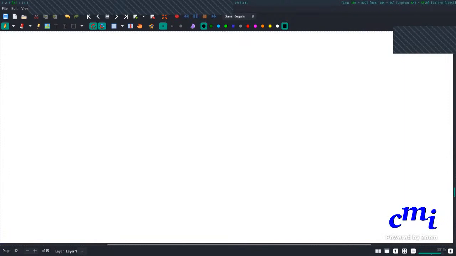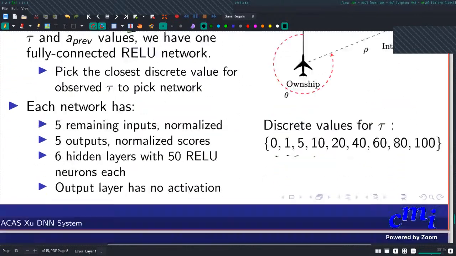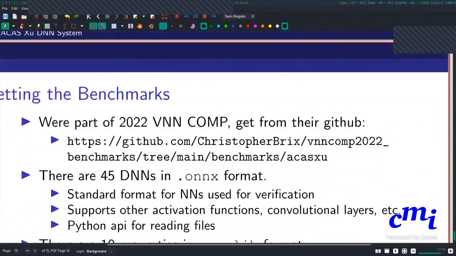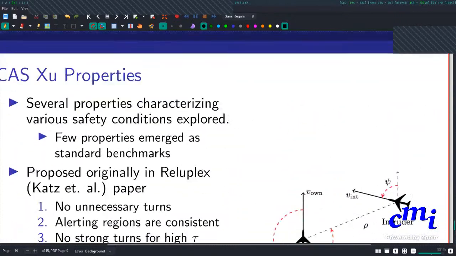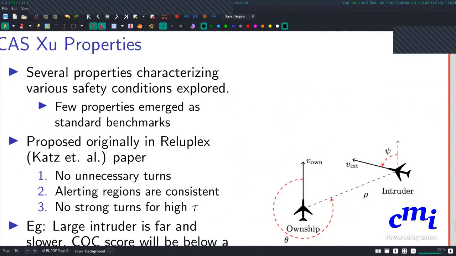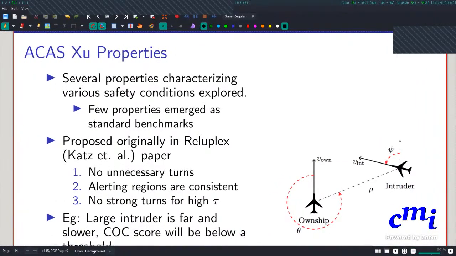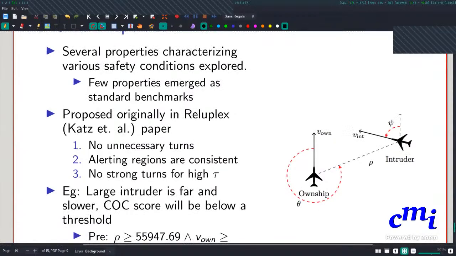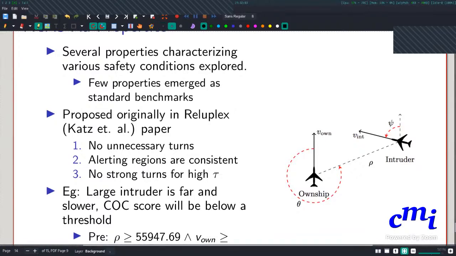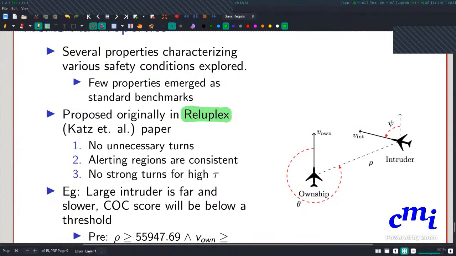Okay, sure. So this is all the slides I had. This slide actually tells you where to. Okay, so before that, I should probably talk a little bit about the properties. In terms of the properties, the properties that have sort of emerged as standard are given in the ReLUplex paper, right? And this is the property that you will get in, say, all of the neural network verification benchmarks and so on. So of course, you can actually experiment with various different kinds of properties, right?